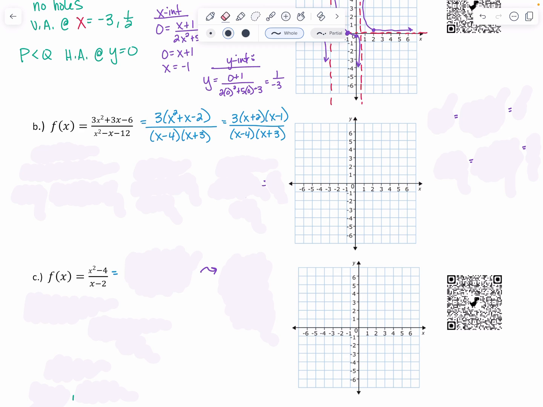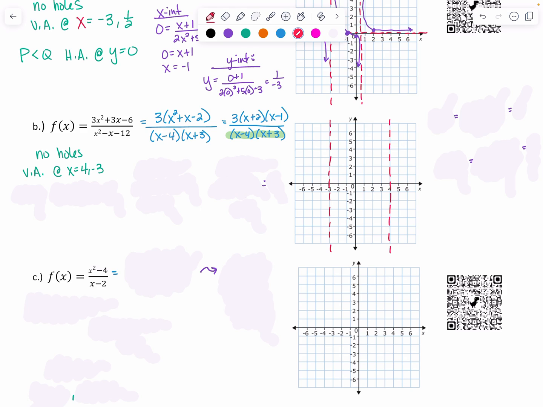Are there any factors that reduce, or is this in most simplified form? It looks like, again, on this one, it is in most simplified form, so this function has no holes again. Do we have any vertical asymptotes? It looks like there are 2 vertical asymptotes in this graph at x equals 4 and x equals -3. So if I were to graph those vertical asymptotes, what did we say? X equals -3 and x equals 4.